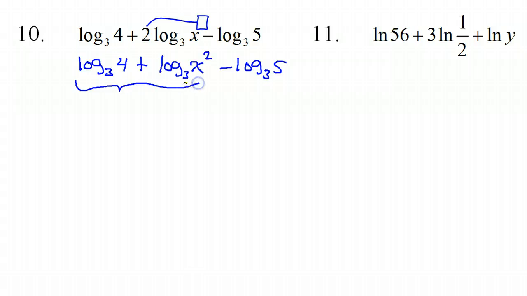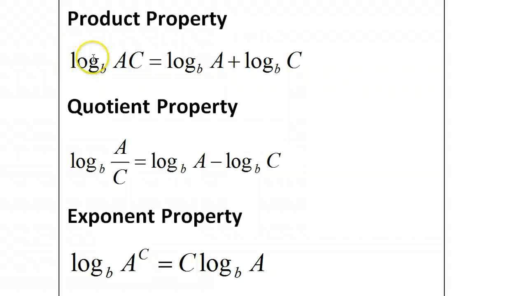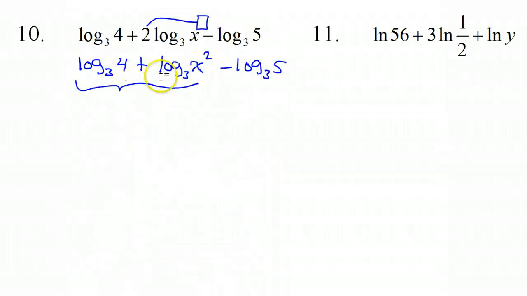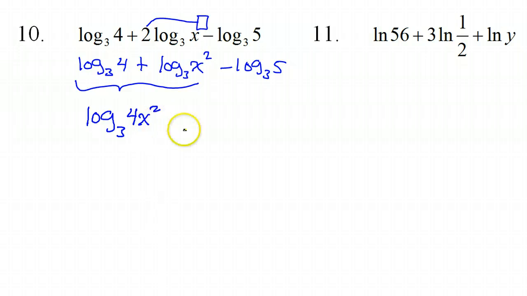Now, as I put these together, we are going to be using the product property because it's a sum, and a sum of logs can be written as the log of a product. So we will write this sum as the log of a product. So this will condense so far to log base 3 of 4x squared. Okay, the log of the product. And I'll just bring this part down. So we have minus log base 3 of 5.